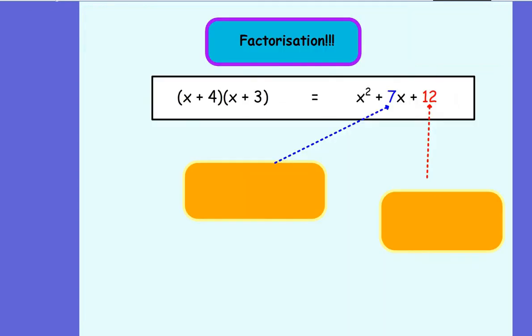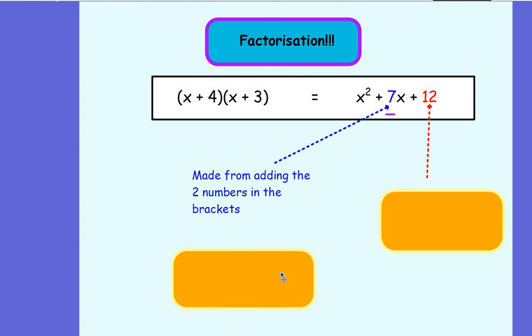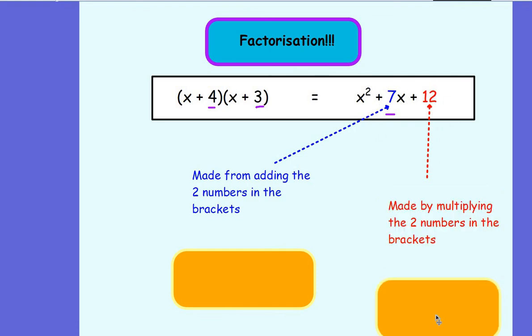Okay, but why are we doing this? Let's put everything we've learnt so far all together. If I've got x squared plus 7x plus 12 and I'm asked to factorise it, that means putting the brackets back in. I know that I make the coefficient of x, this number in front of x, by adding together the two numbers in the brackets, these two. I also know that I make the number on the end by multiplying together the two numbers in the brackets, or finding the product.